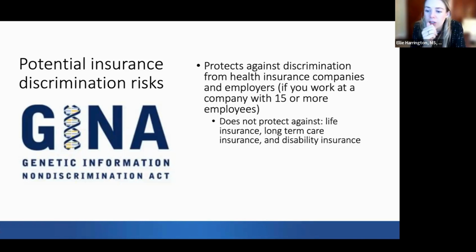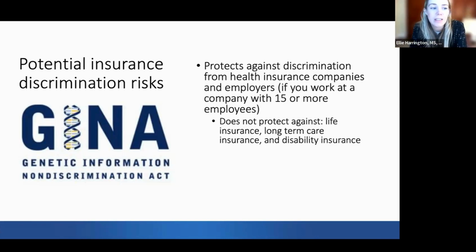Okay. So for people I'm talking to who have a diagnosis of ALS that's documented in their medical records, I say that this is a bit of a moot point. If you apply for life insurance right now, you'll likely be discriminated against based on your diagnosis of ALS. And the addition of a genetic result doesn't really matter in terms of life insurance genetic discrimination risk.